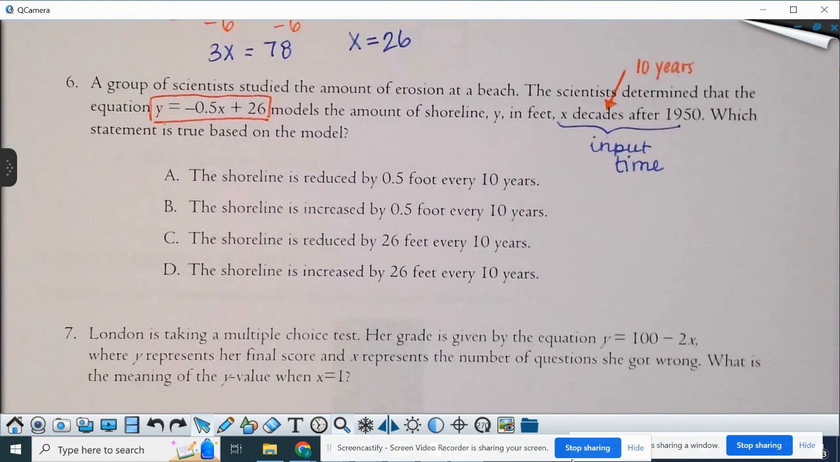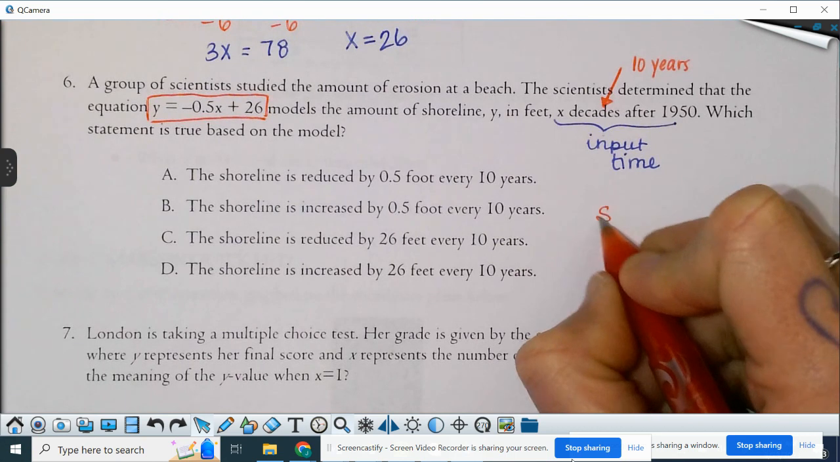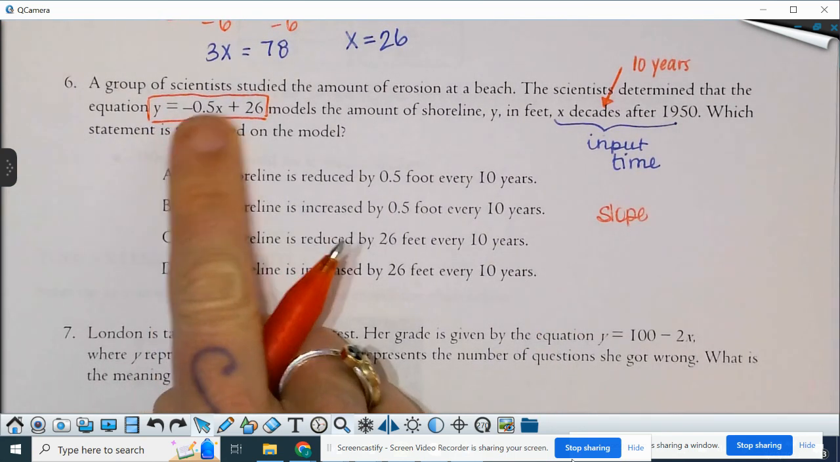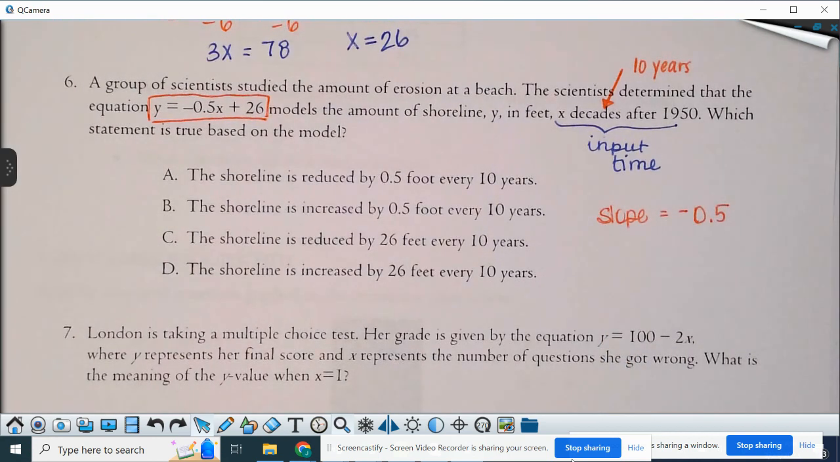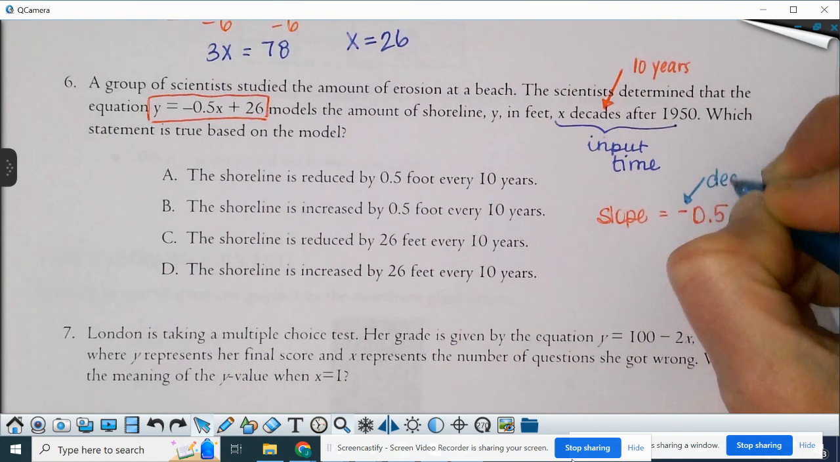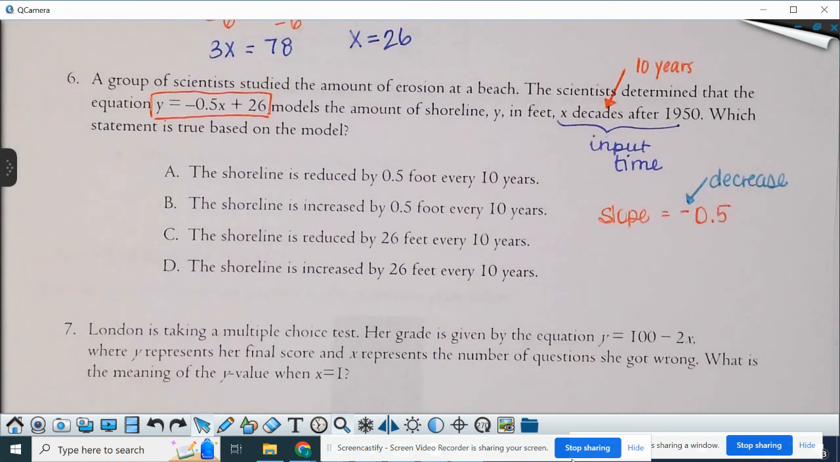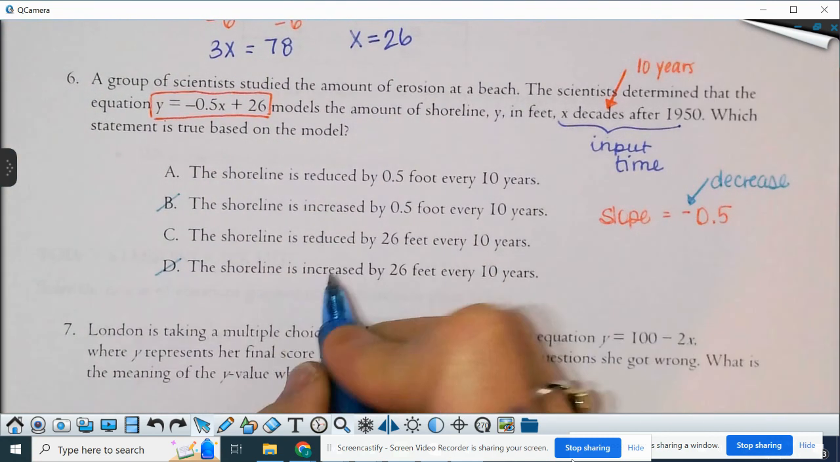What's my slope in the equation? Slope is always attached to your x. So slope, or my m, in y equals mx plus b, is going to be that negative 0.5. Negative: increase or decrease if it's negative? Decrease, right? That means we're losing stuff. So if we just know that that is a negative number, we can get rid of B and D. The shoreline is not getting more.